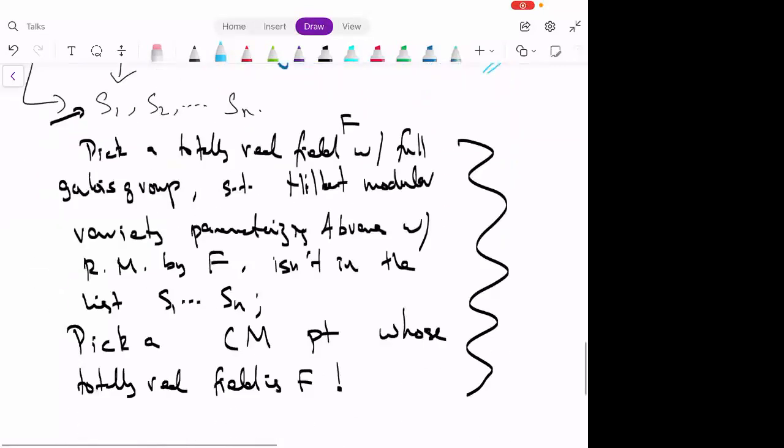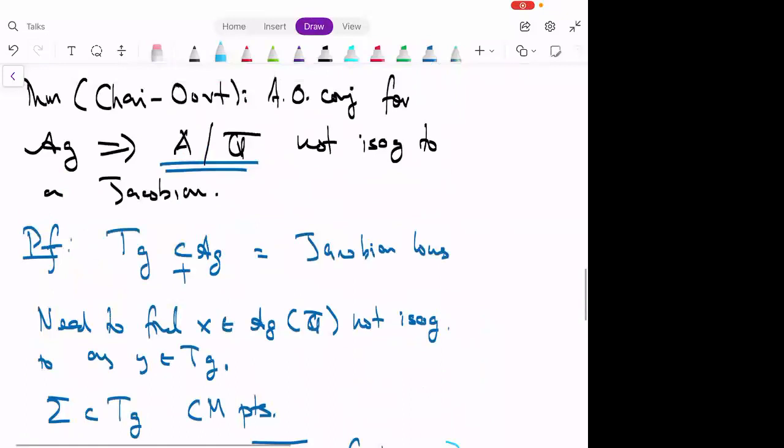All right. So that's what Chinese-Noot's proof does. I should remark that CM abelian varieties in some sense are rare and they have very small monodromy. So what Chinese-Noot have done is give you abelian varieties not isogenous to Jacobians with very small monodromy.